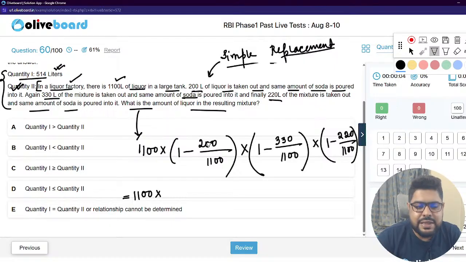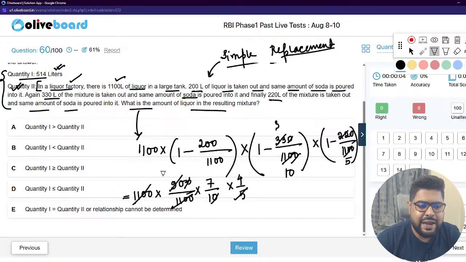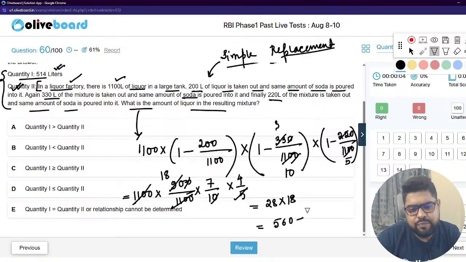Like all three, let's calculate. 1100 into, this is 900 by 1100. 3s are 11, 11 10s are 110, so it is 7 by 10. And 220 by 1100, 5 220s are 1100, so if you calculate, this will be 4 by 10. Perfect. Then 28 into 18. 28 into 20 is 560 minus 56, that is 504. So this is quantity 2.